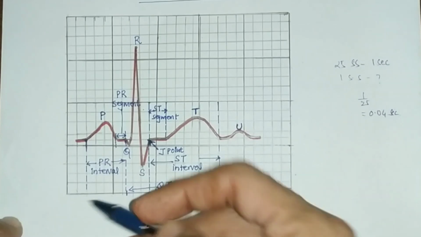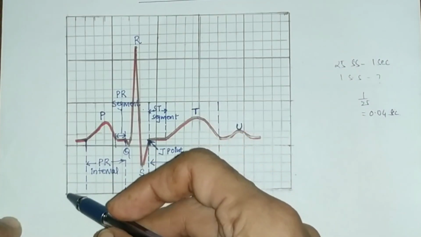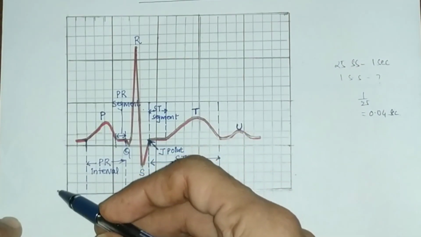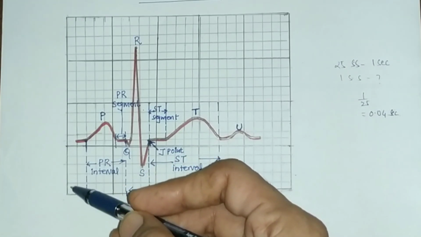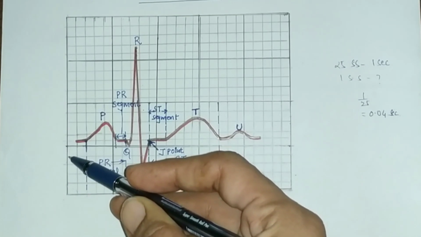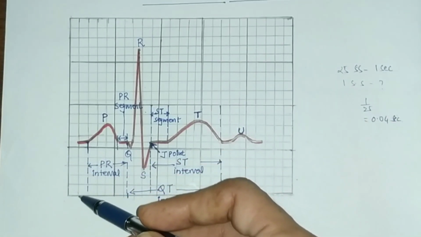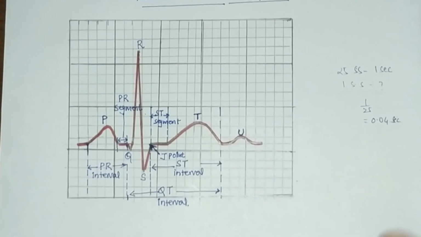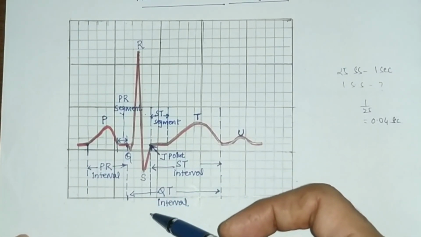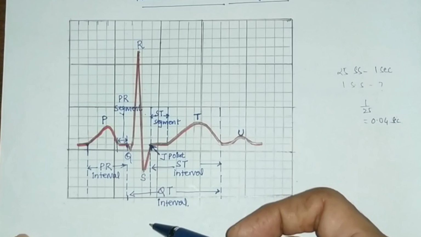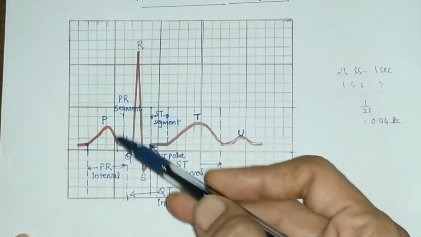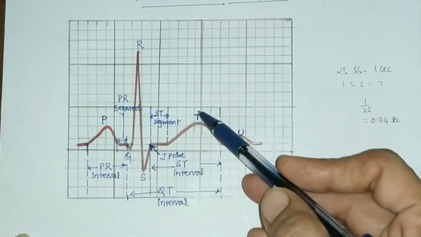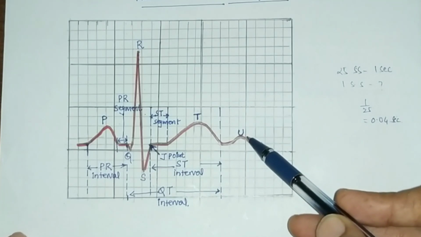And on the y-axis, 1 small square corresponds to 0.1 millivolt, and 1 big square is equivalent to 0.5 millivolt. Now we discuss various waves associated with the electrical activities of various parts of the heart tissue. In ECG, we normally find P wave, Q, R, S, T and U waves.